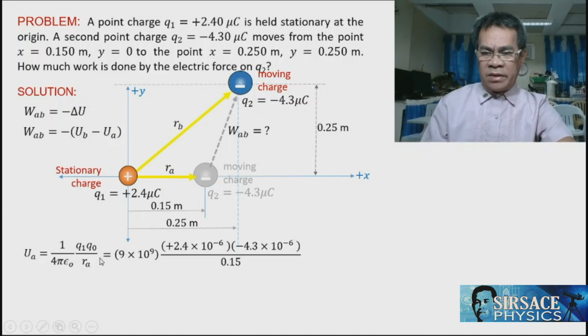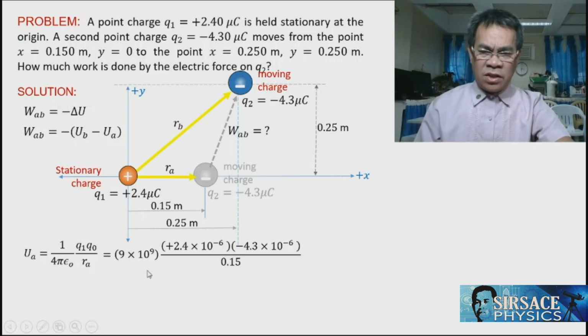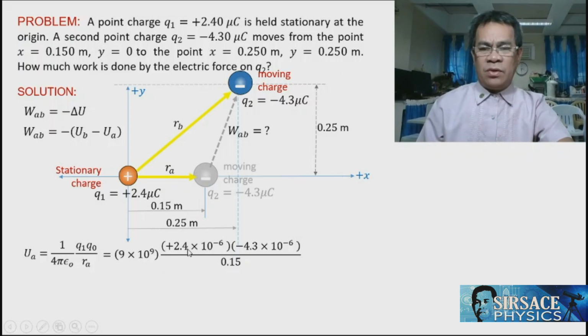This 1 over 4 pi permittivity is approximately 9 times 10 raised to 9 Newton meter square per coulomb square. While the 2.4 micro, you have to convert this into coulomb. Why? Because the unit of the electric constant is Newton meter square per coulomb square. To convert the 2.4 micro, multiply by 10 raised to negative 6. That converts the microcoulomb to coulomb.